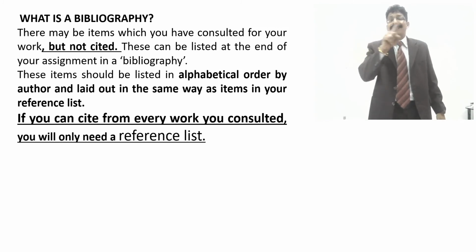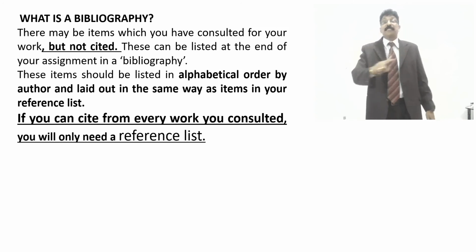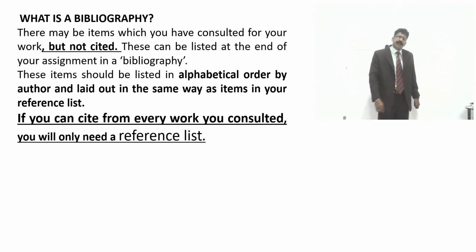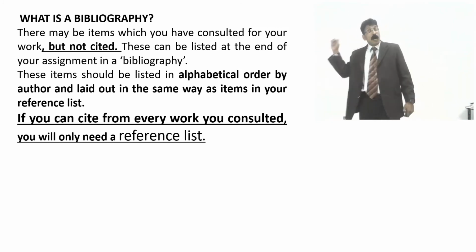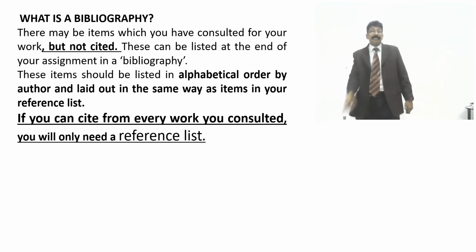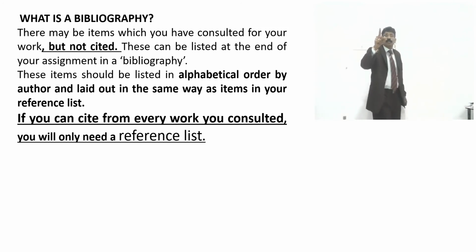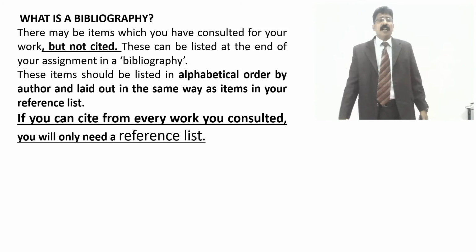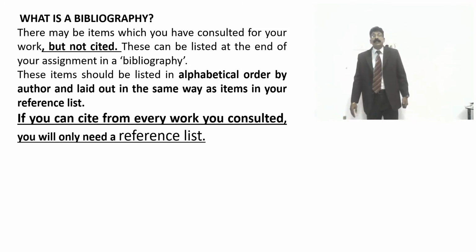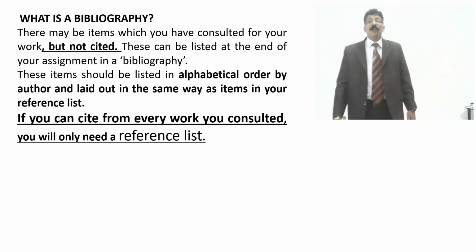That I have made a little bigger and underlined, you should remember: but not cited. The first step is citing, the second step is listing out. Those are the two things you do in reference and bibliography in your report paper. But you are not citing it in your paper or in your report, but you are listing it out on the last page. Then that is a bibliography. That listing should be made in alphabetical order, because you have not cited there. So these items should be listed in alphabetical order by author and laid out in the same way as items in your reference list.